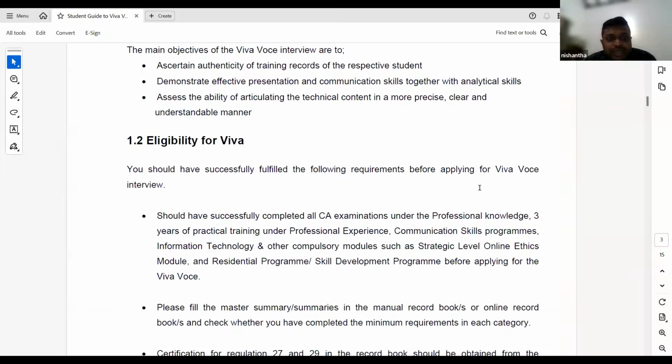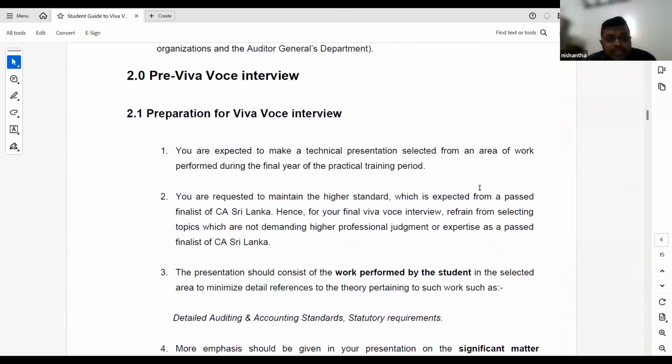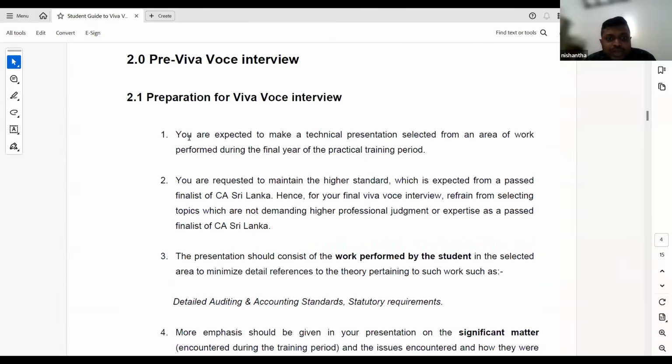Objective, eligibility. Now you have, anywhere you are eligible to know. Interview work for the final year of the practical training period. Look at this, you are expected to make a technical presentation selected from an area of work performed during the final year of the practical training period.